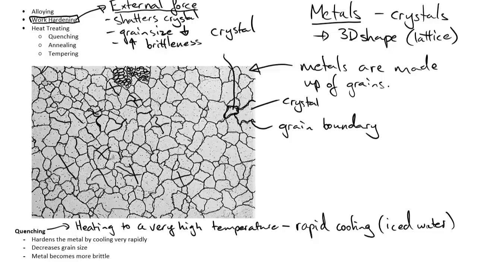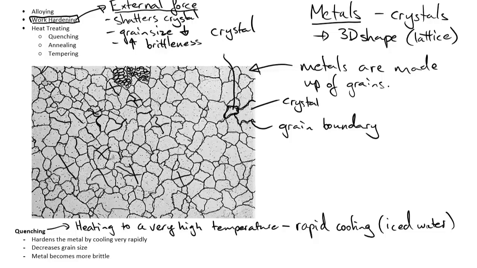So quenching involves heating to a very high temperature and then followed by a very rapid cooling. So you're just taking the metal, say you're taking a metal pin. This is an experiment that's commonly done. Taking a metal pin, you're putting it into a Bunsen burner, then you have some ice cold water there by your side.